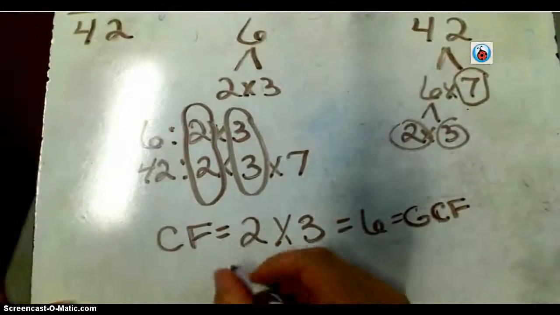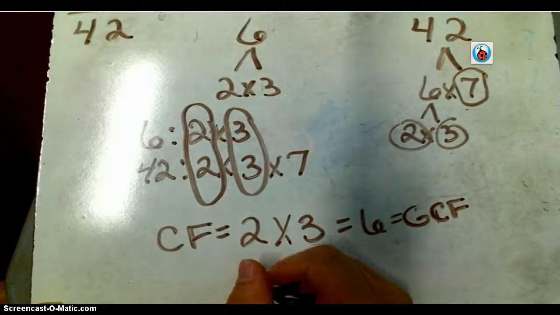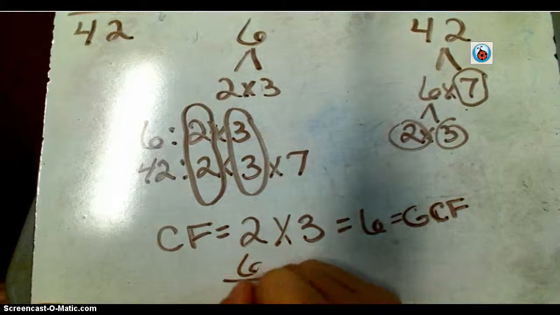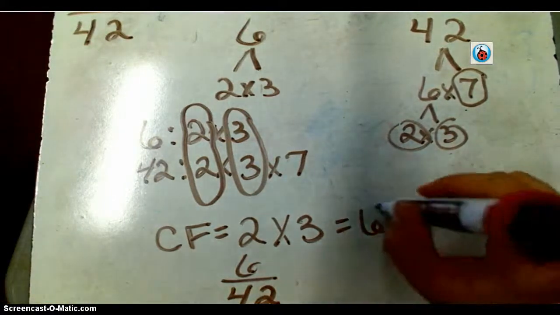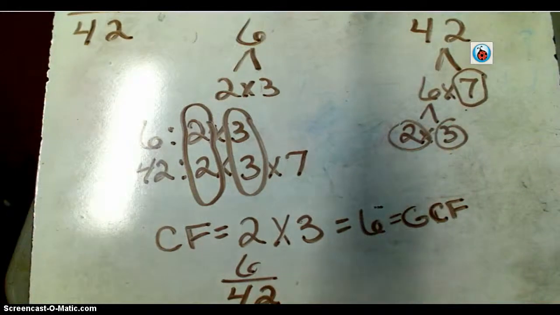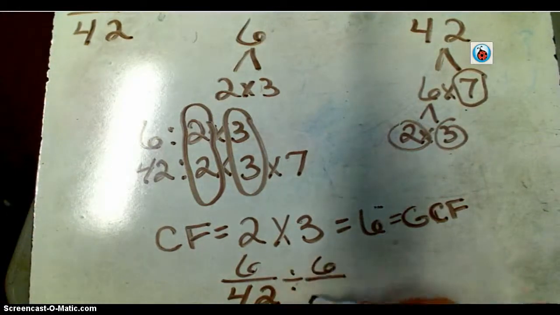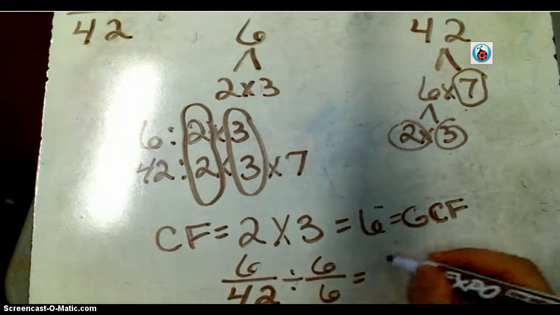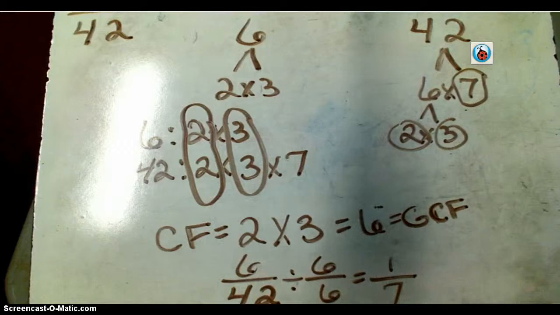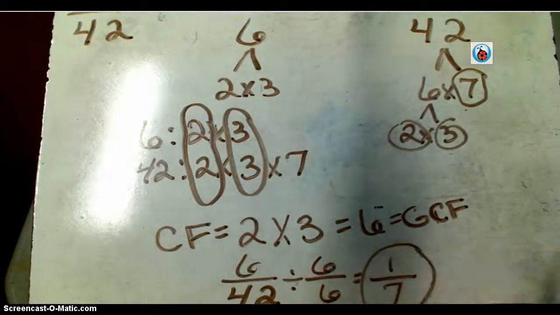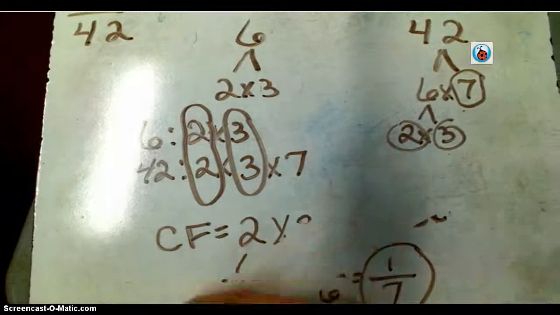Okay? So, we'll go back to your fraction, which is 6 over 42. And you are going to divide by your greatest common factor. 6 over 6. 6 divided by 6? 1. 42 divided by 6? 7. So my simplified fraction is 1 over 7. Excellent. Okay. Let's do another real quick.